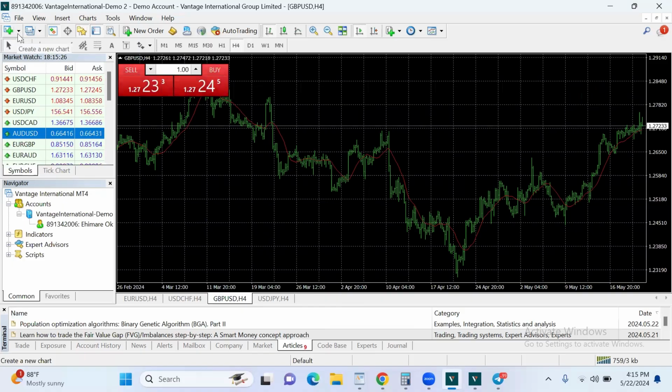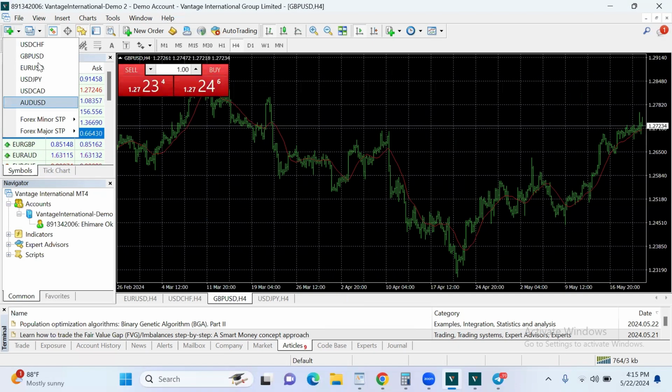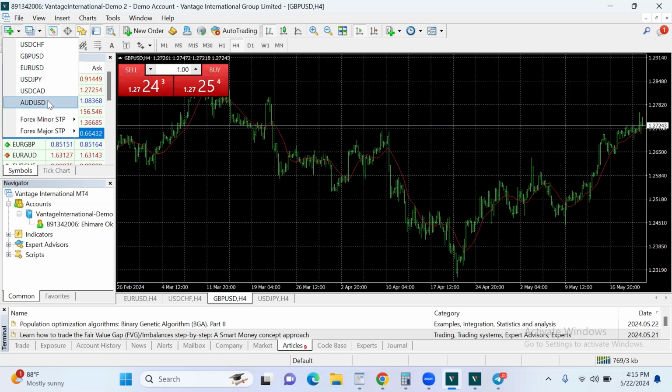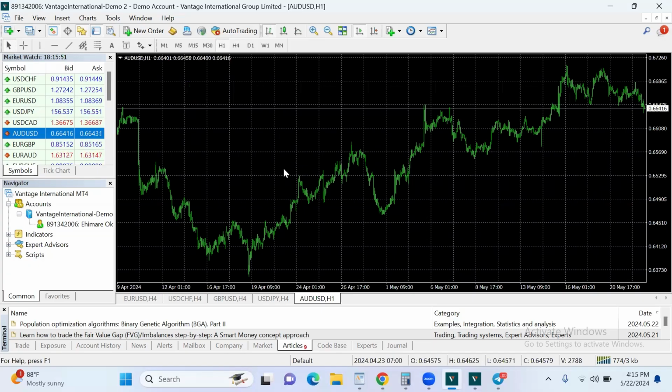So we'll come to this icon that is just one level below File. We click on that. Now it's asking us, what chart are you looking for? Because this is the icon to create charts. This green plus sign is used for creating charts. Once we click on that, it asks what chart do you want to open? I click on AUD USD. You see, the AUD USD chart has opened now. That's 3 ways to open a new chart.